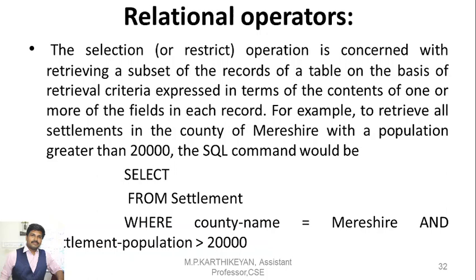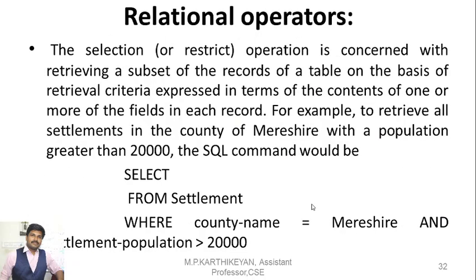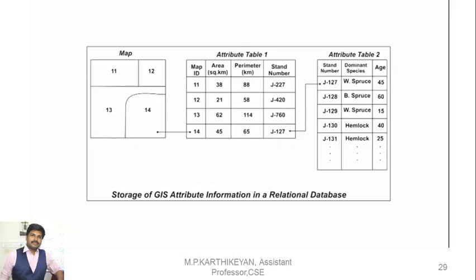So what is the first constraint? The country name should be Merryshire. How many records have the country name Merryshire? You can see that Pondside has the country name Merryshire and Drain has the country name Merryshire. So there are two records with this constraint available. We can ignore the remaining ones. Now going to the second constraint: the settlement population should be greater than 20,000.